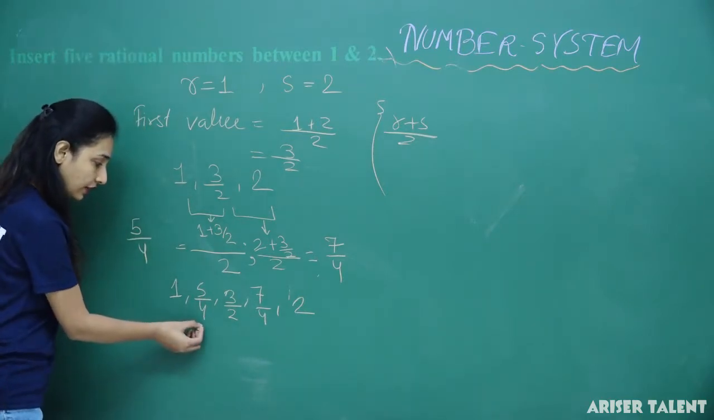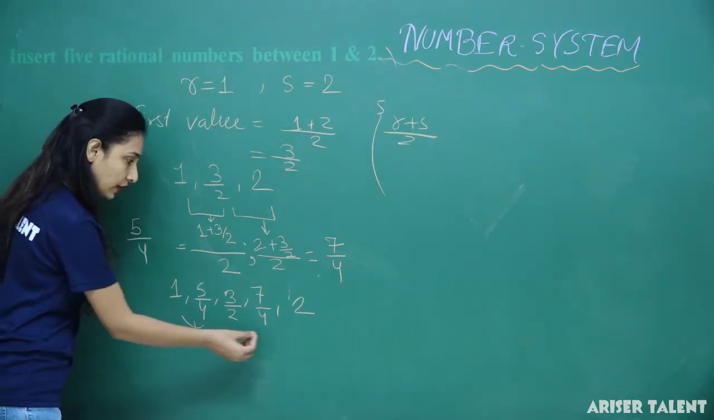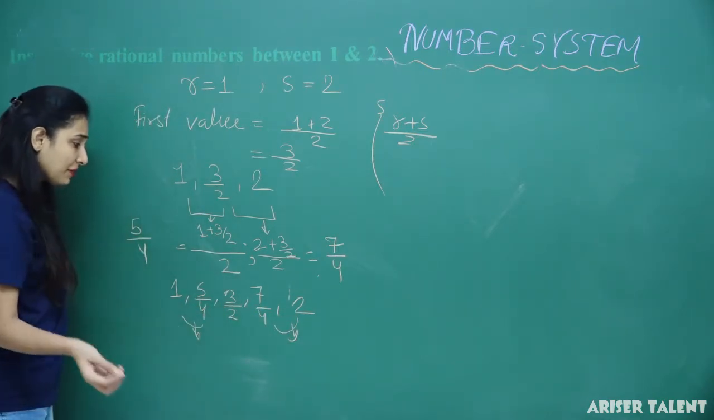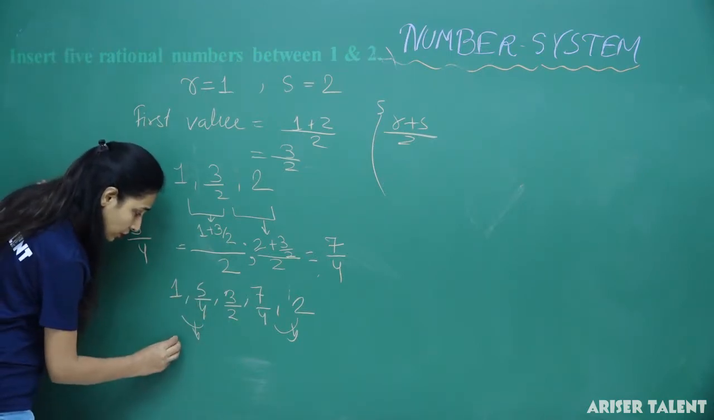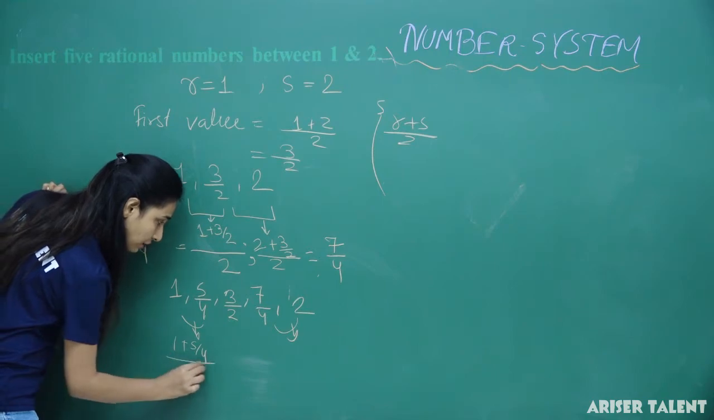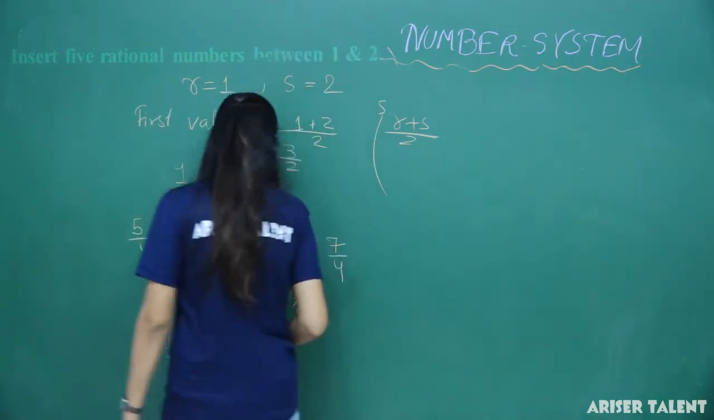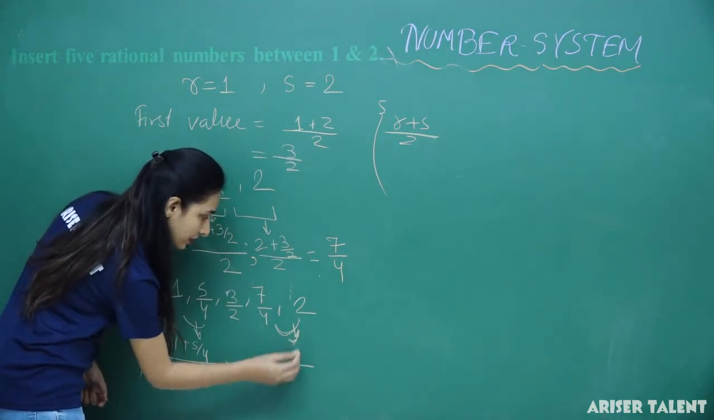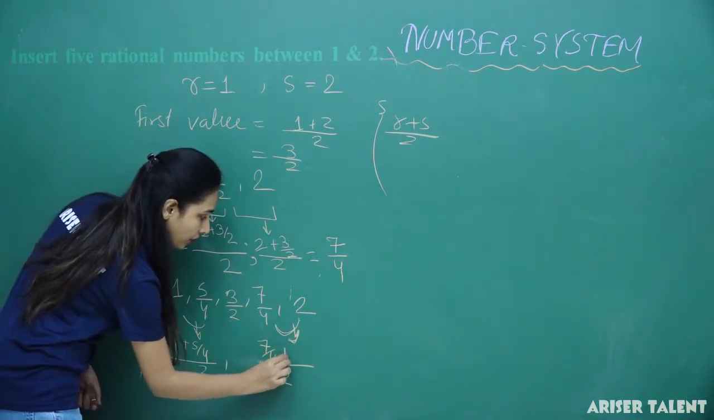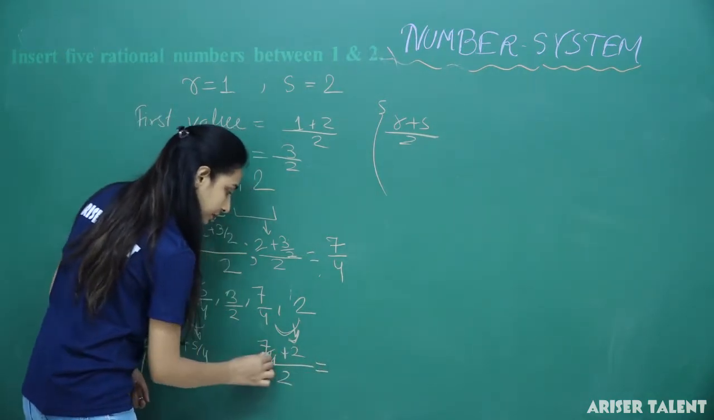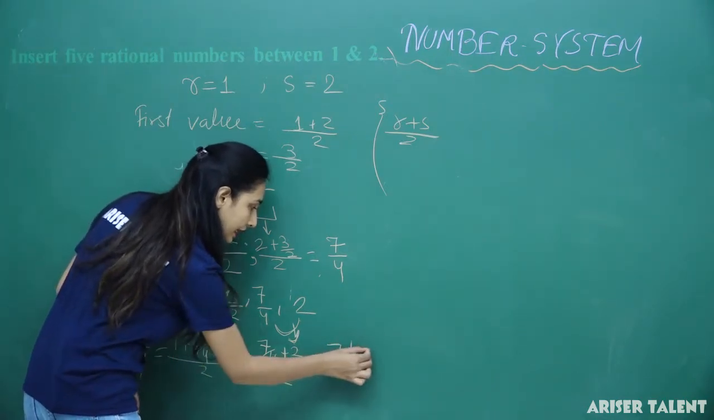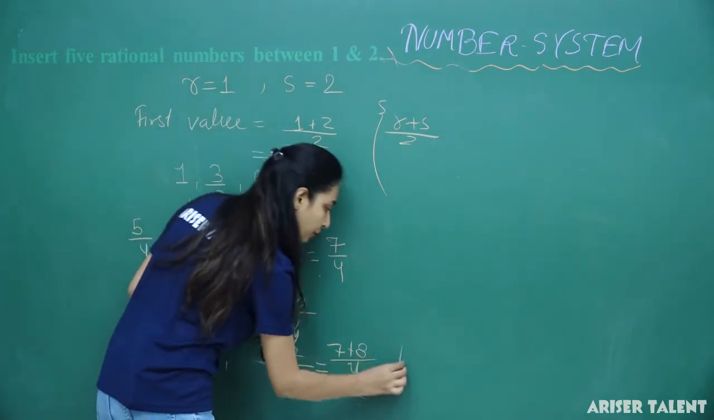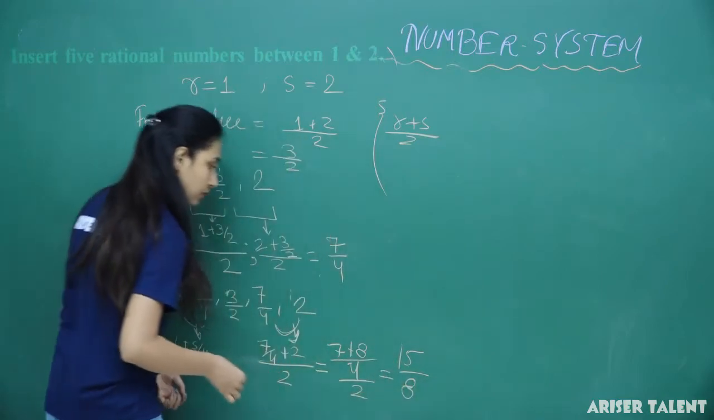5 between them, 2 missing. What can be done? We can have either 1 from these two and 1 from these two, or what we can have in between them and in between them, that's all our wish. So I'll be taking this one. So 1 plus 5 by 4 divided by 2, then for the 7 by 4 and 2, in between them we will be having 7 by 4 plus 2, and that will give us 7 plus 8 by 4 by 2, that will give you 15 by 8. So there is this number.